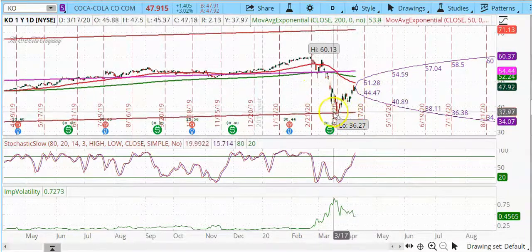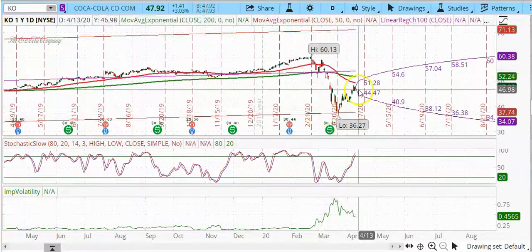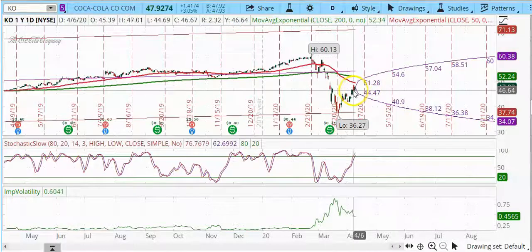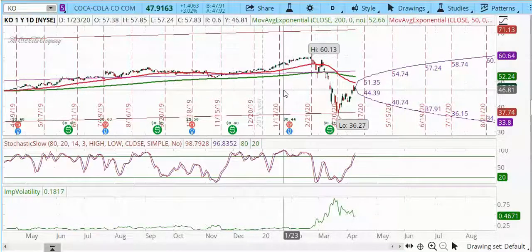This is obviously a great opportunity to buy the stock. But right now we're back up to 47. I'm using Coke because this is a stock that I would love to own as a long-term investment. So I'm going to take you through the steps that I go through when I'm trying to decide what to do. The first thing that I do is look at a chart.